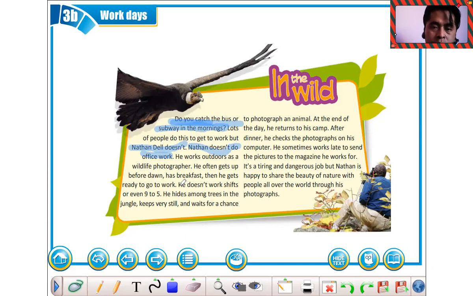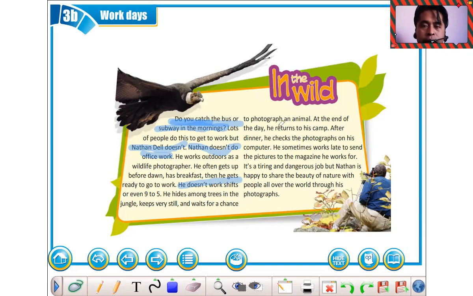So here it comes. He doesn't work shifts. Okay. The shifts are the schedules that we have at jobs in order to work during certain times. Okay, those are the shifts. He hides among trees in the jungle, keeps very still, and waits for a chance to photograph an animal. That's also simple present, but in affirmative. Let's go look for some negative or question.